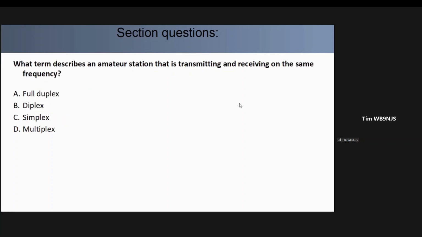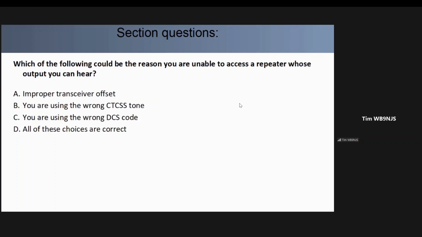What term describes an amateur station that is transmitting and receiving on the same frequency? Well, that's about as simple as it gets, folks. If you're using one frequency, that's known as simplex operation. If you're transmitting on one and listening on another, that's where duplex comes into play.